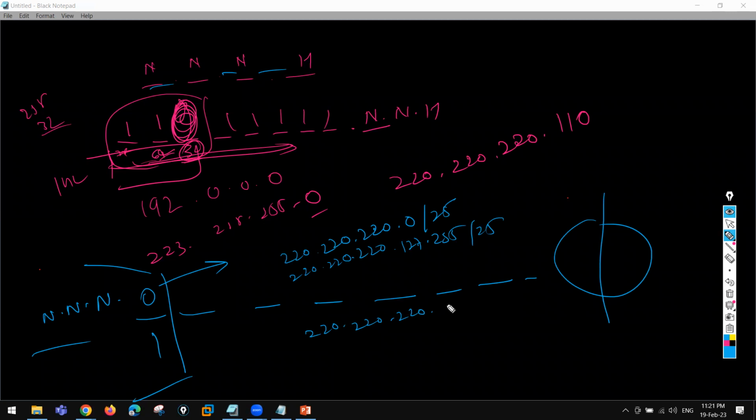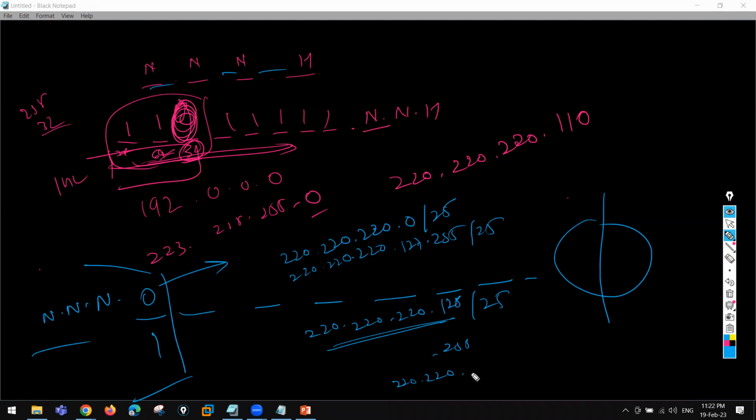How can you say 1 here? It's 128/25. This is the first address, the network address, correct. And the broadcast address is then 255, correct? So the first usable IP in this subnet?